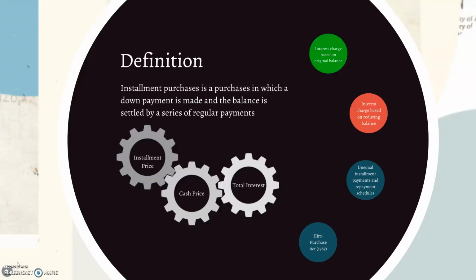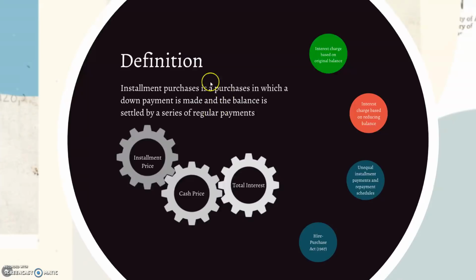Installment purchases is actually a purchase in which a down payment is made and the balance is settled by a series of regular payments. So regular payments here is the keyword for installment purchases. When there's an installment purchase, there will always be a regular payment made. It can be either monthly or weekly, usually.